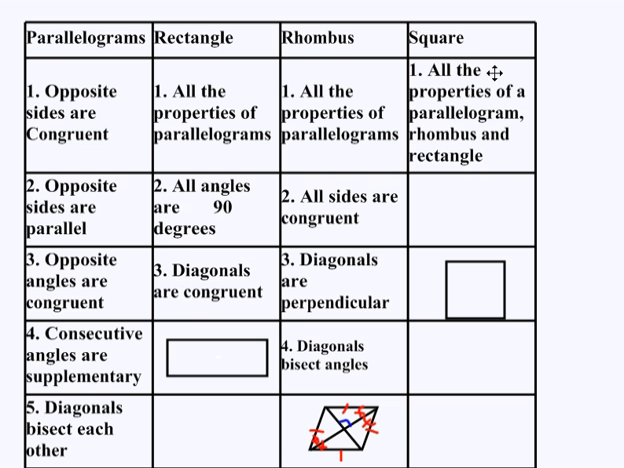A square has all the properties of a parallelogram, rhombus, and a rectangle. The more prominent properties for a square that people talk about, obviously all sides are equal, all the angles are 90 degrees, but then also the diagonals are congruent, just like in a rectangle. The diagonals are perpendicular, just like in a rhombus. The diagonals bisect the angles, just like in a rhombus.